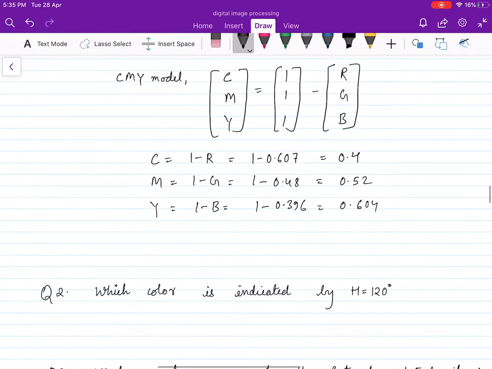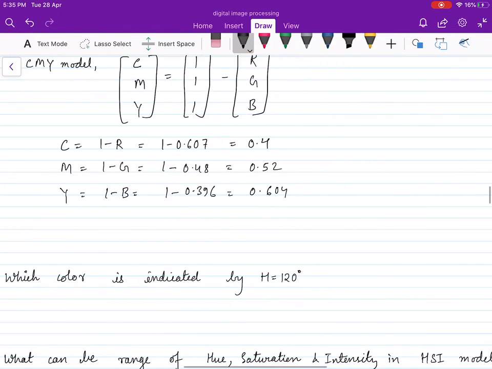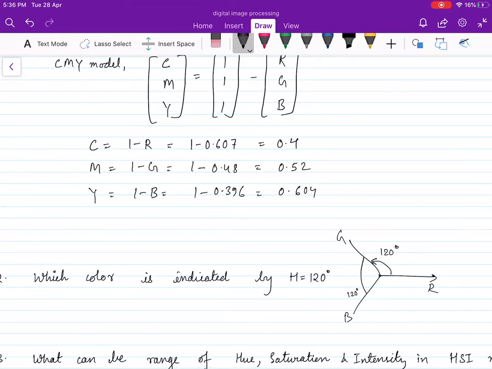Now the second question is, which color is indicated by H equal to 120 degrees? So you know, if this is red and there is green and there is blue, between red and green it is 120 degrees, and between green and blue it is 120 degrees. So which color is indicated by H equal to 120? For H equal to 120 we have the green color.